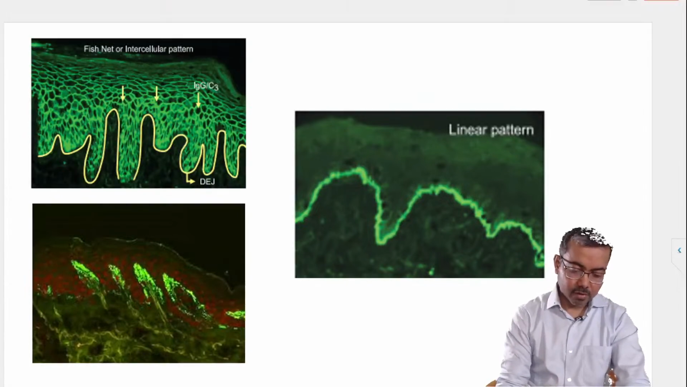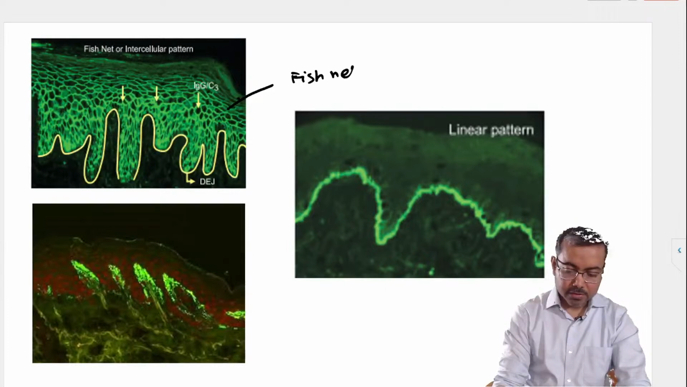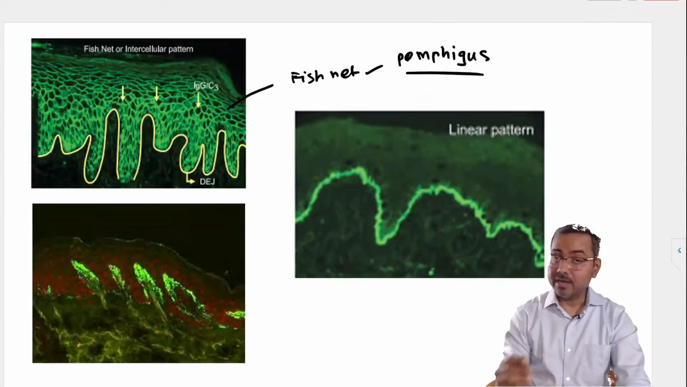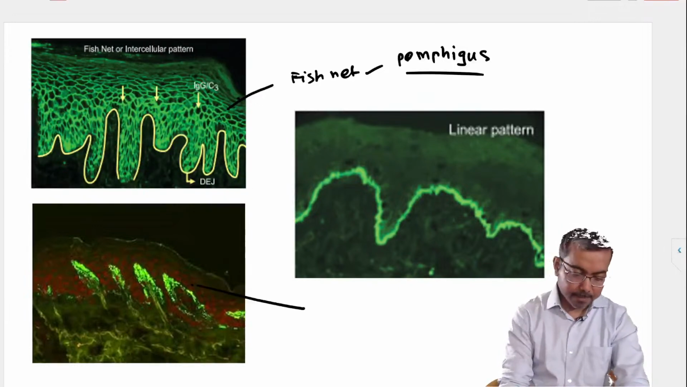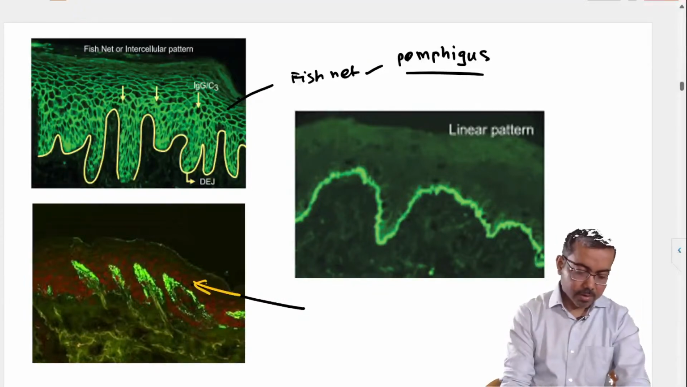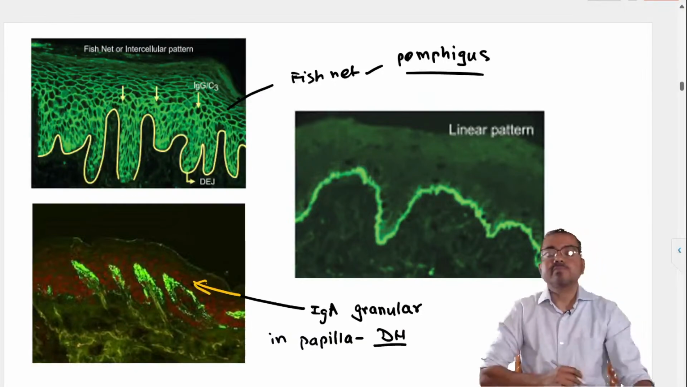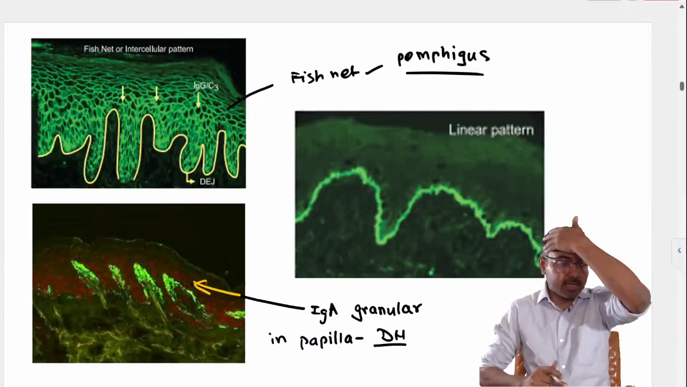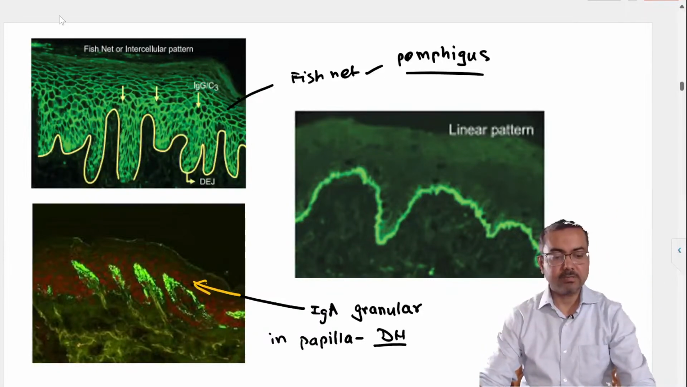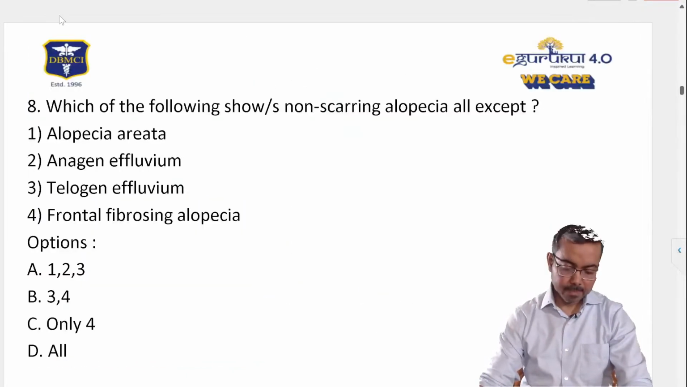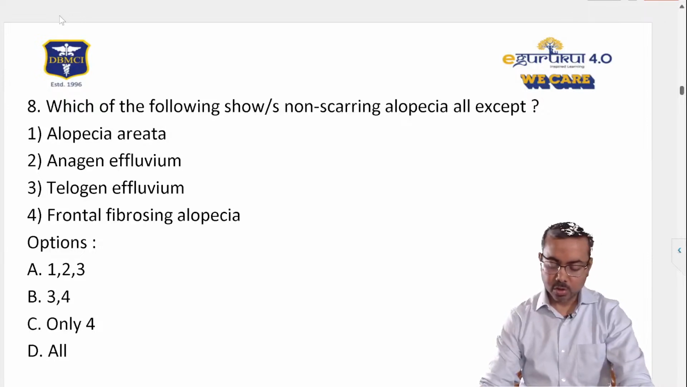You can see this fishnet fluorescence here. We know this fishnet fluorescence is a pemphigus fluorescence of IgG and C3. Linear pattern we already discussed, and this is called the dermal papilla pattern, which we just discussed right now. This is the papilla, this is IgA in a granular pattern in the papilla, and this is classical of dermatitis herpetiformis, DH. Okay, this is DH, dermatitis herpetiformis. Okay, clear?